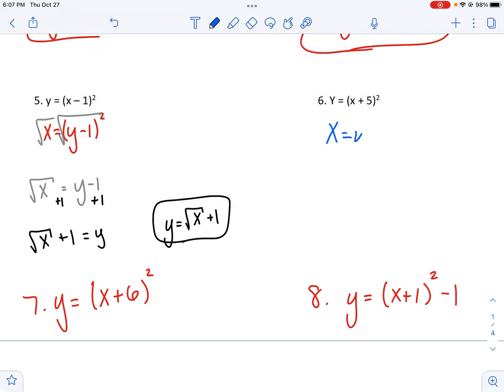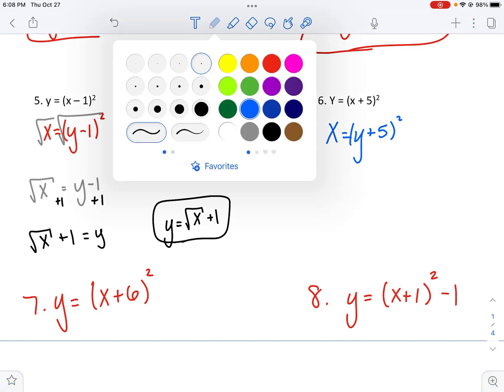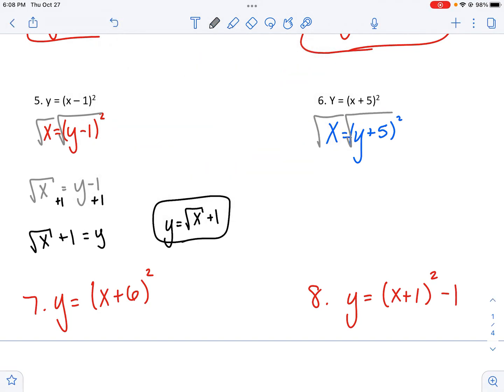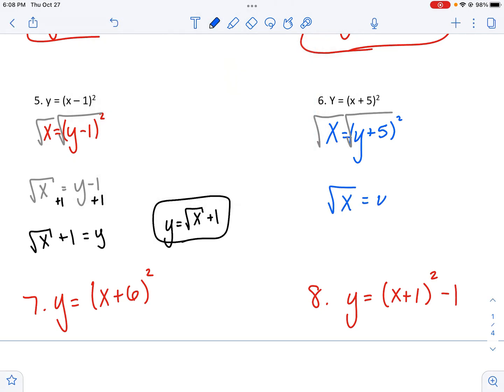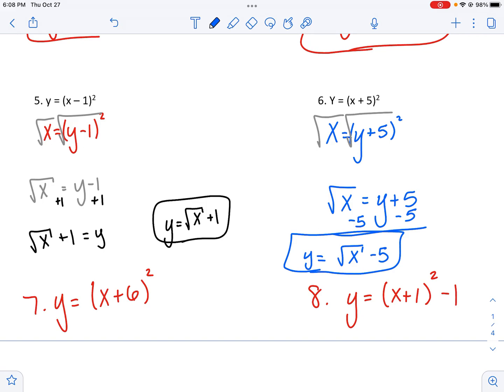You switch your x and y, do it in blue. If you see parentheses, if everything is being squared, the first thing you have to undo is that exponent. So you need to square root both sides, and you get the square root of x equals y plus 5. And then again, that 5 is not underneath any radical, so when I undo that by doing the opposite operation, that negative 5 cannot go under the radical. It has to stay outside the square root.